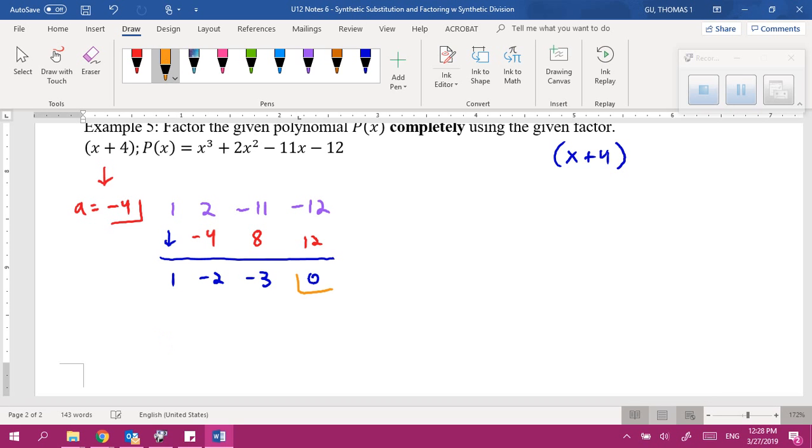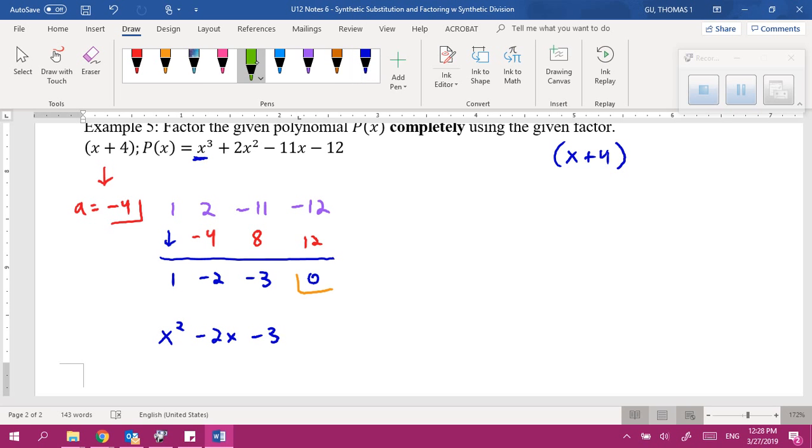X squared. Why did you start x squared? A value down from what? The original. The original started at x cubed, so I'm starting at x squared now. X squared, what's next? Minus 2x? Minus 3, right.